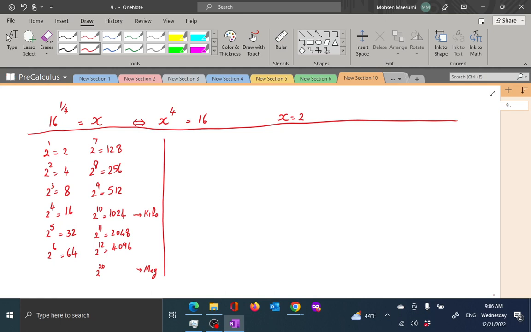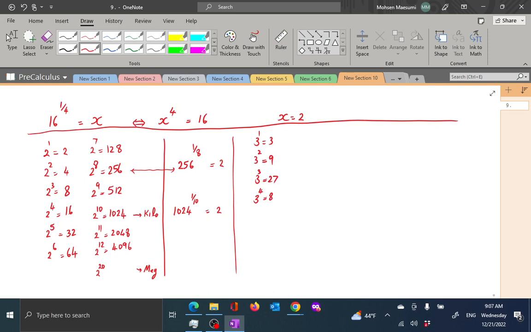For example, if I ask what is 256 to the power of 1/8, that's just this problem. The answer is 2. If I ask what is 1024 to the power of 1/10, what's a number that when raised to the power of 10 gives us 1024? That's again 2, and so on. We need to memorize the same thing for 3. 3 to the power of 1 is 3, 3 to the power of 2 is 9, 3 to the power of 3 is 27.